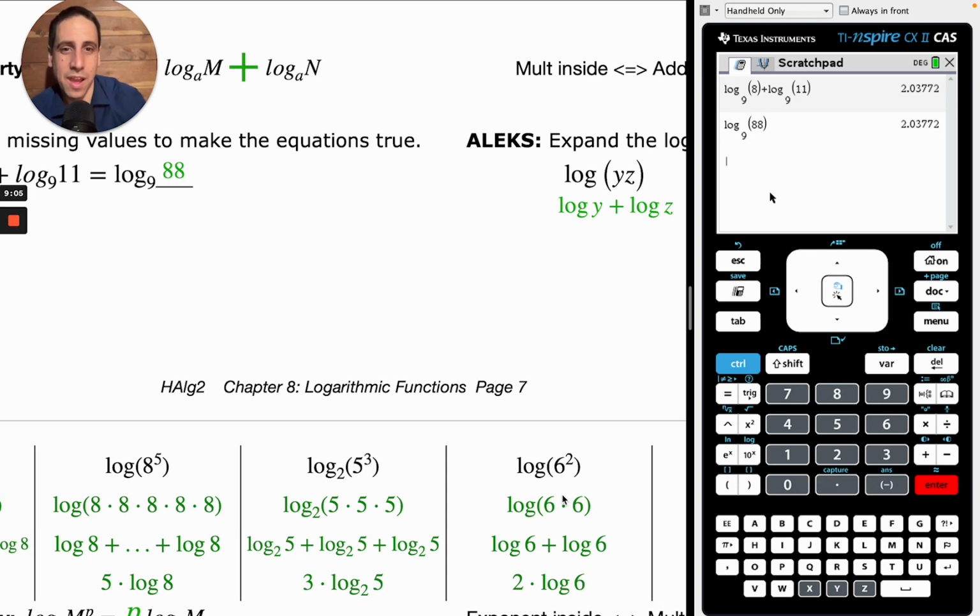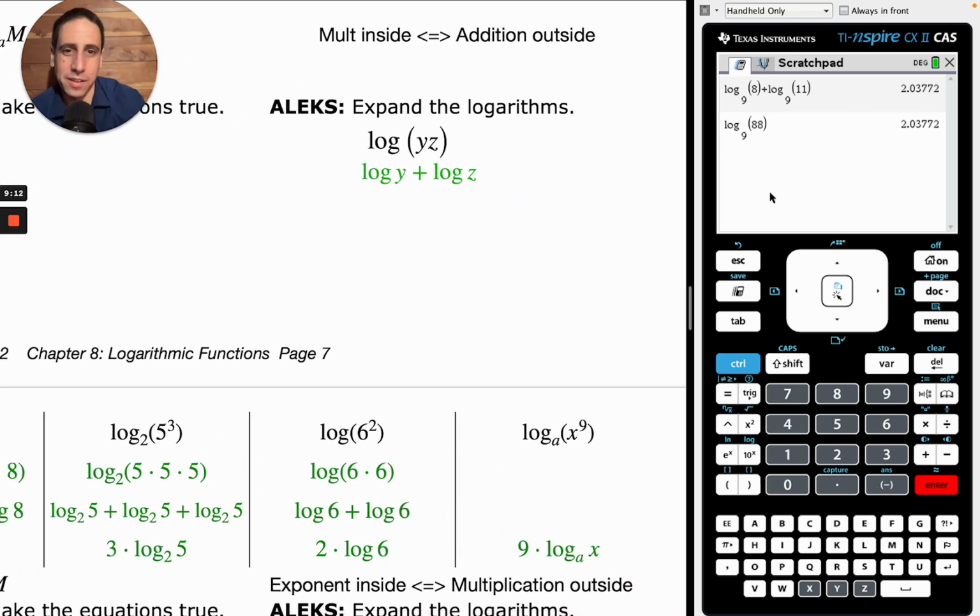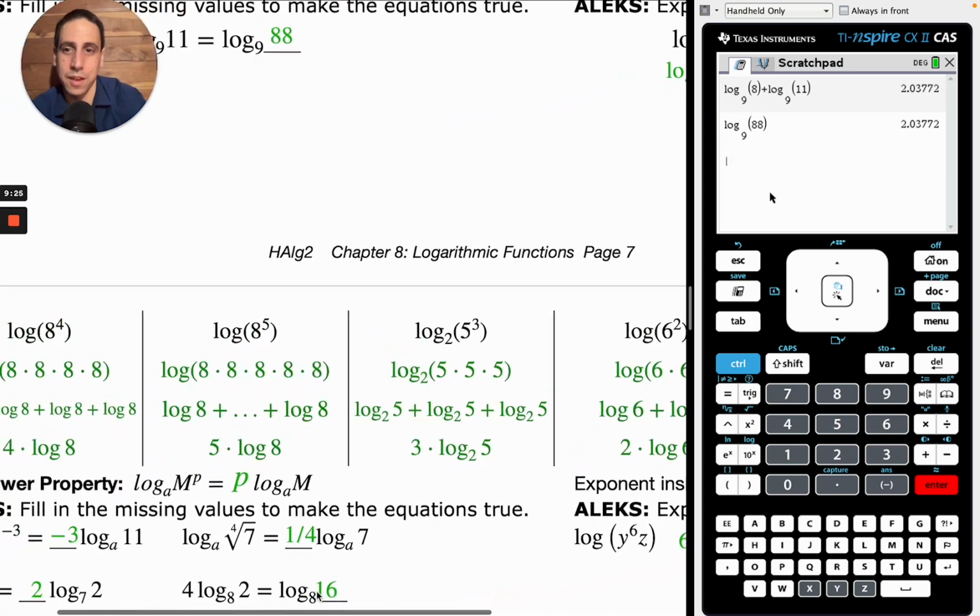It's just every time: the exponent on the inside becomes multiplication on the outside. And so we don't have to do this one. Just take the 9 and write it out in the front and be done with it. It doesn't matter what the log base is. That does not affect the problem. So the shorthand for this is: the exponent on the inside becomes multiplication on the outside.